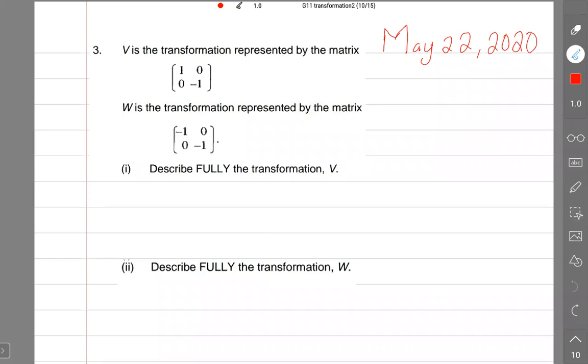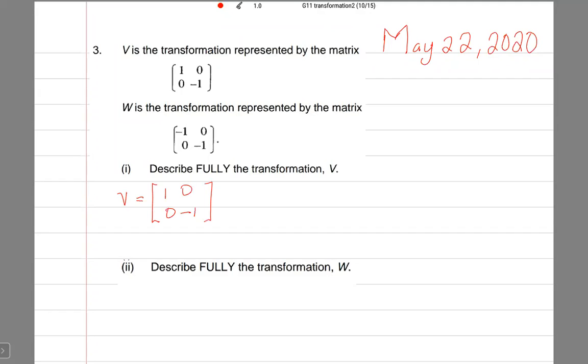All right, question 3. So this is question 3 from your homework. It says V is the transformation represented by the matrix 1, 0, 0, minus 1. W is the transformation represented by the matrix minus 1, 0, 0, minus 1. Describe fully the transformation V. All right. Now, so V, which is the matrix 1, 0, 0, minus 1, we need to say which transformation this matrix is representing.